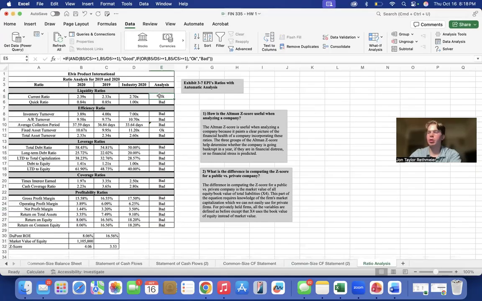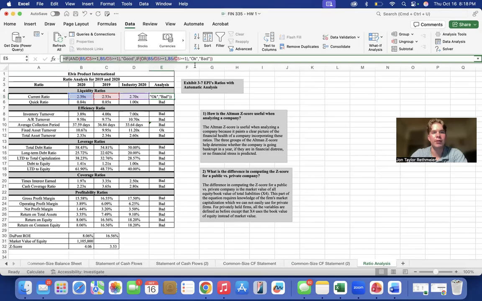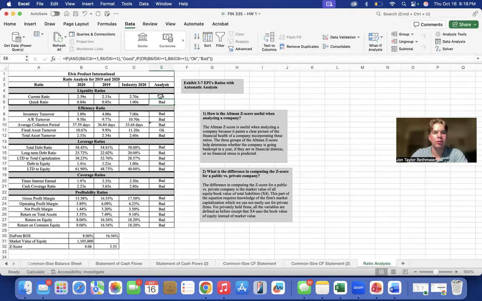So just to interpret this, if B5 is greater than both C5 and D5, it's good. If B5 is greater than one of either C5 or D5, it's okay. And if it's less than both of these, it's considered bad. So that's the logic behind this IF statement and how we were able to analyze whether these ratios were good, bad, or okay.